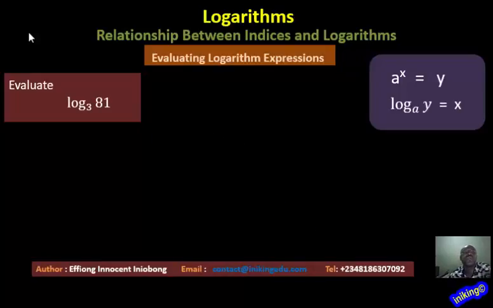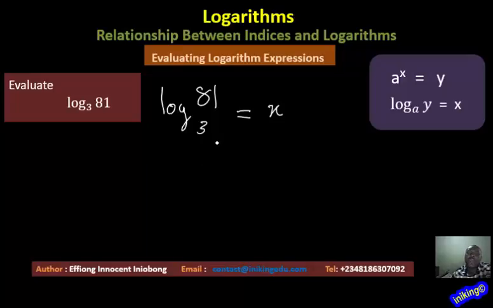Logarithm of 81 to base 3. How do I go about this? Of course, by now, you understand this very well. This is logarithm of 81 to base 3. I say, okay, let this be whatever I like. I can call it k or call it y. Let me use my x, which means I'm looking for x. I'm asked to evaluate logarithm of 81 to base 3.